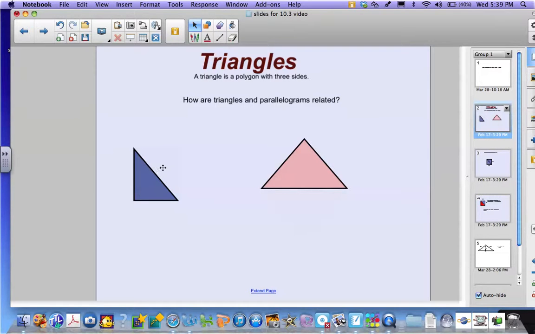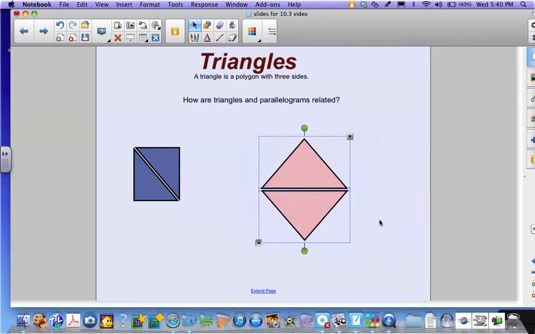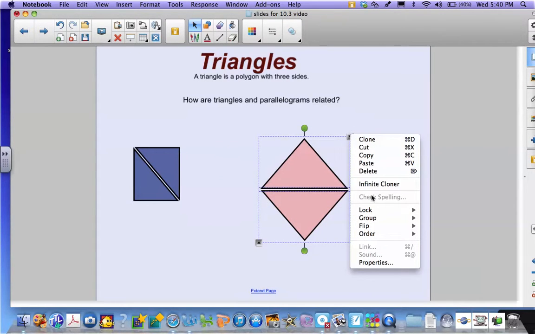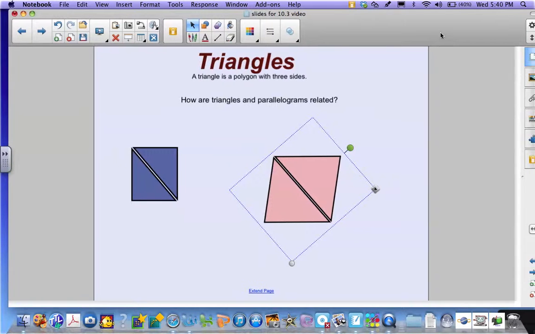Okay, so right here in the blue we have a right triangle. And you can see if you were to clone that and flip it around, you would have a parallelogram. Okay, here's another triangle. And again, if you were to clone it, it's maybe hard to see that's a parallelogram, but if you turn it around, you can see that again you have a parallelogram. So a triangle is a half of a parallelogram.